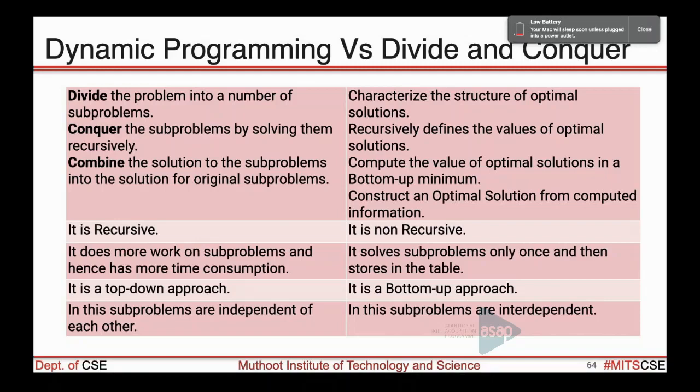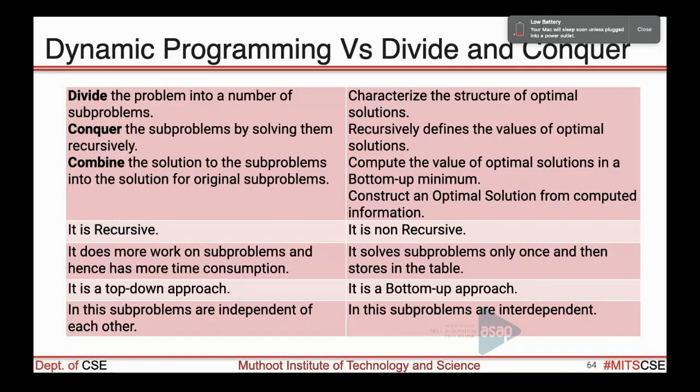But in the case of divide and conquer, we have 3 steps: divide, conquer and combine. It's a recursive process. It does more work on the subproblems and hence it takes more time. It's actually a top-down design process and the subproblems are basically independent of each other. So this is the basic difference between dynamic programming and divide and conquer.